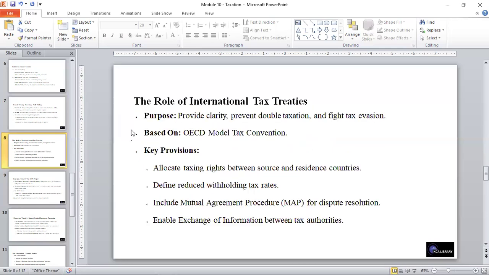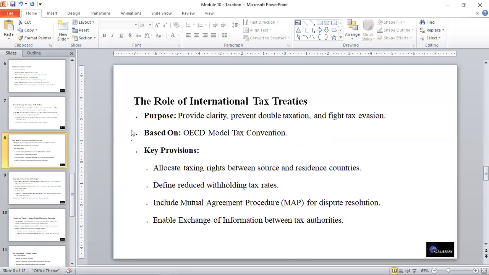The role of international tax treaties: the purpose of this is to provide clarity, prevent double taxation, and also fight tax evasion. And this is based on the OECD Model Tax Convention.